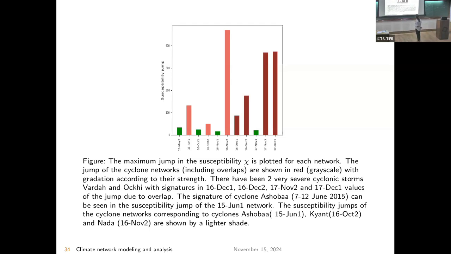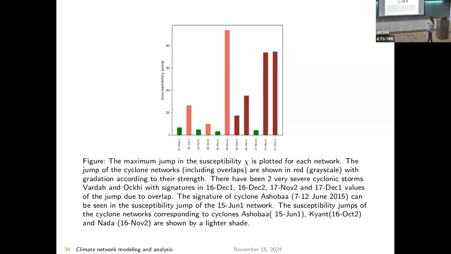How many networks are there? 1, 2, 3, 4, 5, 6, 7, 8, 9, 10, 11. So 11 networks are there. Each network is of 15 days, and for each network you calculate the delta chi as a precursor, and you see the maximum jump in the susceptibility plotted for each network.